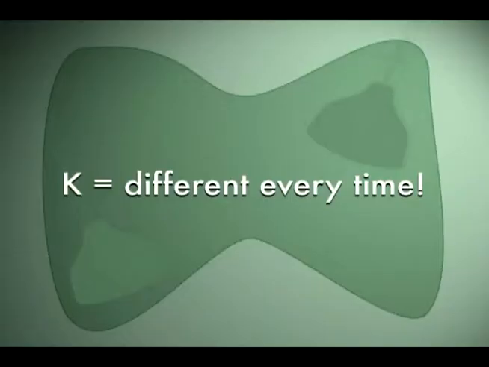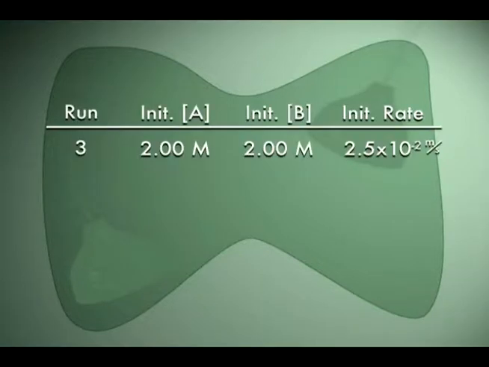With all this information, we have everything we need to find the rate constant K. All we need to do is plug in the numbers our scientists came up with when they ran the reaction. Remember, K is different every time scientists run the reaction. Why don't we find K for experimental run number 3? We know the rate law for our reaction is rate equals K times B.